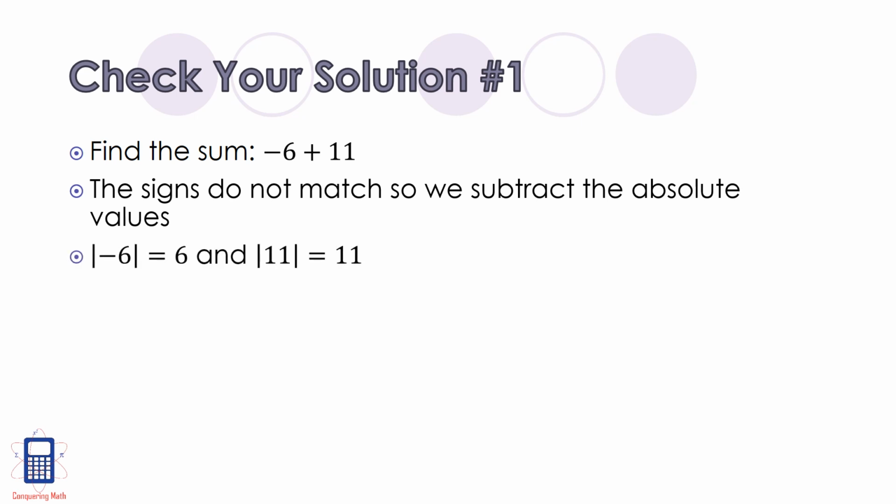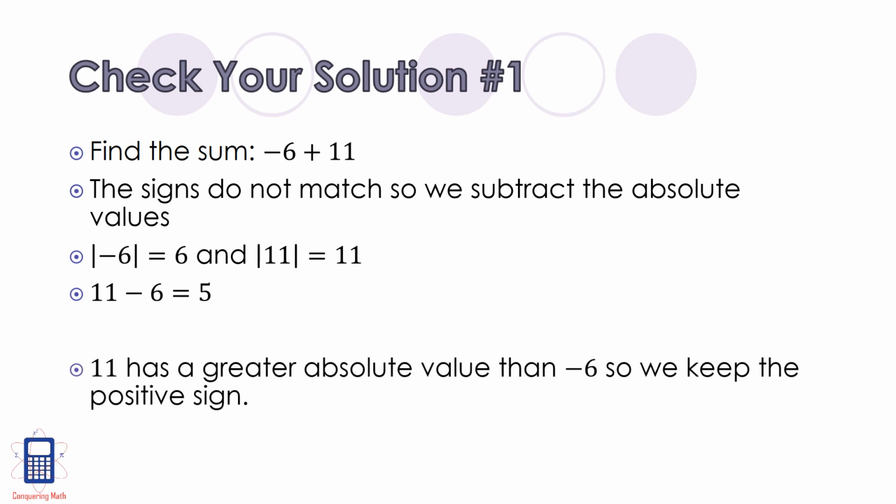So the absolute value of negative 6 is 6, and the absolute value of 11 is 11. 11 minus 6 is 5. Now remember, we have to stop and think. Which number had the greater absolute value? In this case, it was 11. And since that was a positive number, our answer should be positive. So negative 6 plus 11 equals 5.